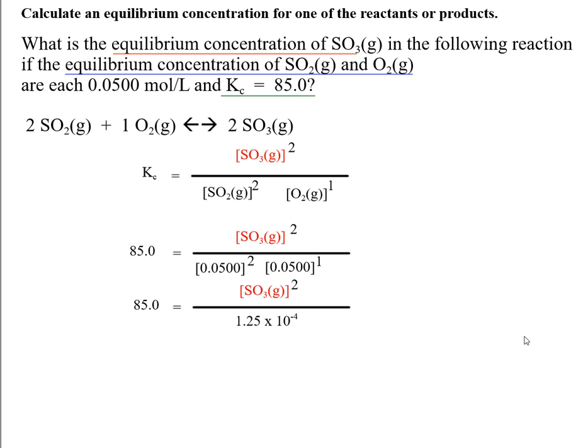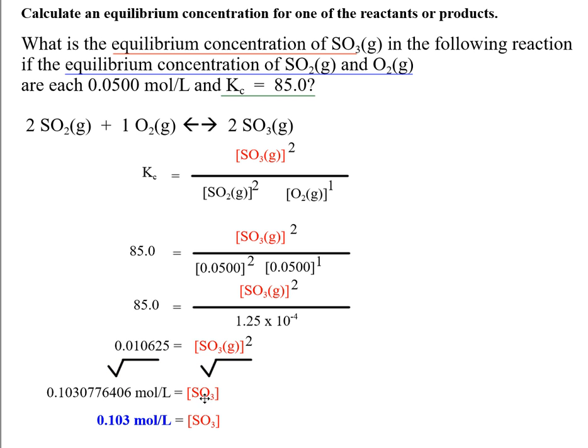Next, I do some calculations. I cross multiply so that I can isolate sulfur trioxide. Then I will square root both sides because this is a squared value. To get the concentration of sulfur trioxide, I get a value of 0.103 moles per liter.